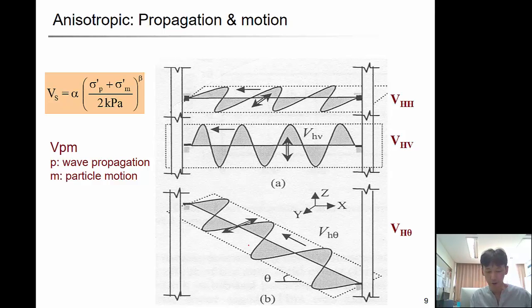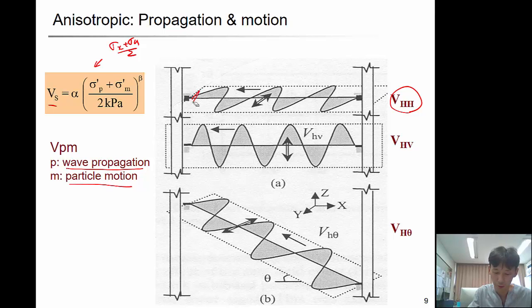Okay, so then I think it's again the wave propagation is sigma p prime, which was before sigma x plus sigma y over 2, and yeah, so this is the same. And sigma m prime, sigma p prime is the stress in the direction of the wave propagation, and sigma m is apply the stress along the parallel to the particle motion. So VHH is that the wave propagates horizontally and also the particle moves horizontally. And VHV means that for the S wave, wave propagate horizontally and the particle moves vertically.